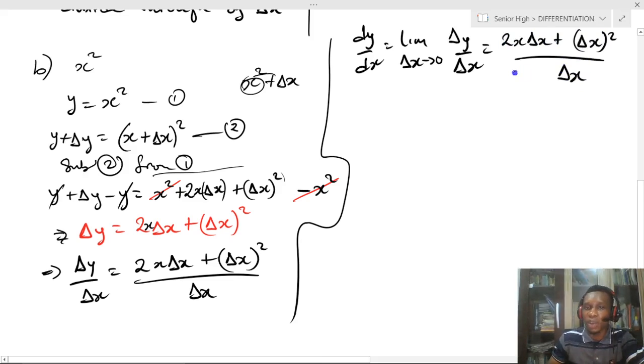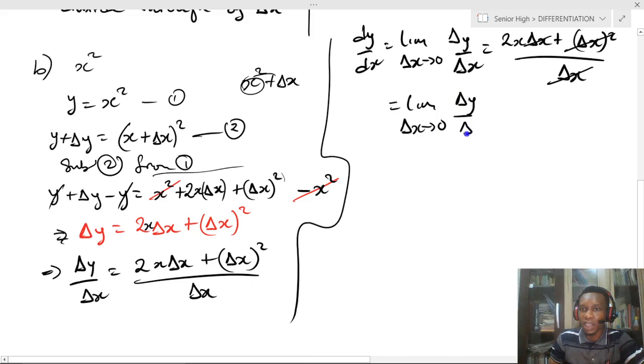Now remember I told you delta x is turning to 0, and we can see a delta x here and a delta x here and a delta x here. So first of all, I can use delta x to divide through. If this one cancels out, this is 1, and so we must also cancel out this because we must cancel out each of them. Therefore we have that the limit as delta x tends to 0 of delta y over delta x is equal to 2x plus delta x, and this is dy/dx.